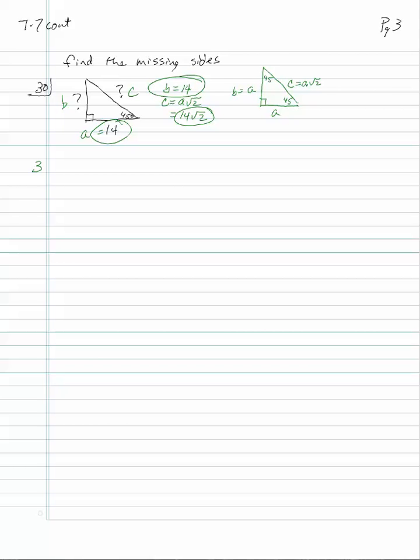Let's try number 36. So we got a triangle like this. And this is a 30, 60, 90 triangle. You got a 7 here. So you got to remember a 30, 60, 90 triangle. Again, I'll use A's instead of X's. So this would be A, B, C. So A is going to be A, or X. B is going to be A square root of 3. C is going to be twice A.